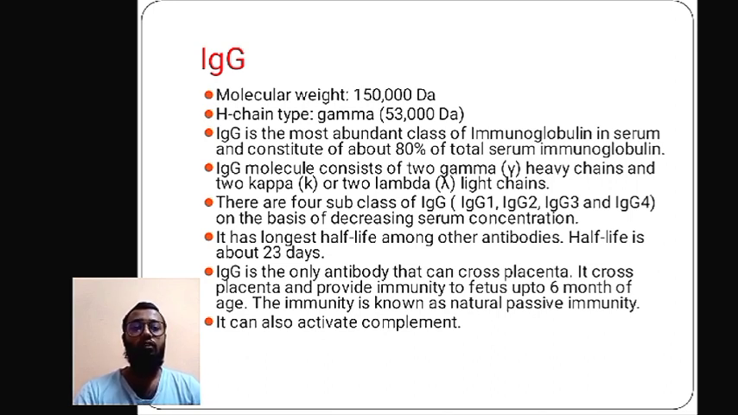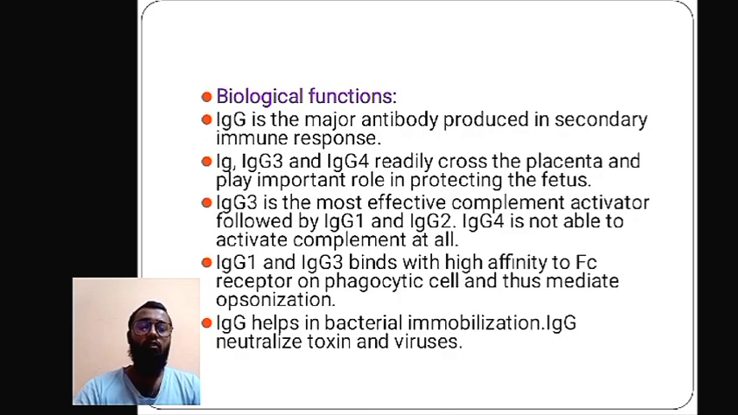So against what types of infection is IgG secreted? Let's see the biological functions of IgG. IgG is the major antibody producing the secondary immune response. There are two types of immune responses, primary and secondary. So IgG is produced in high numbers in the secondary immune response.